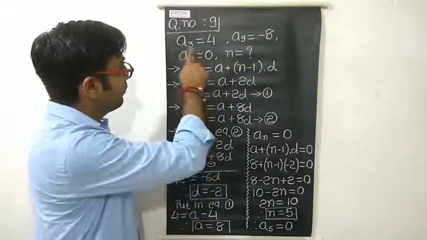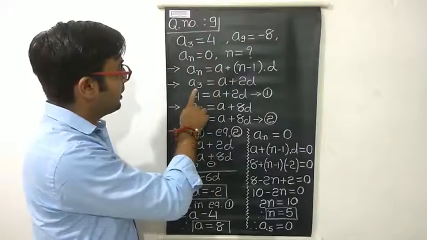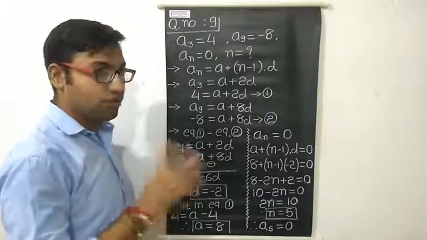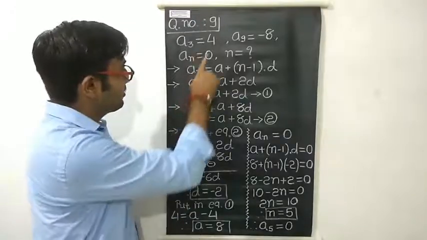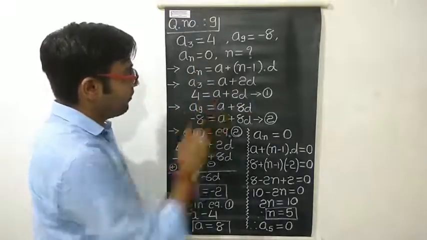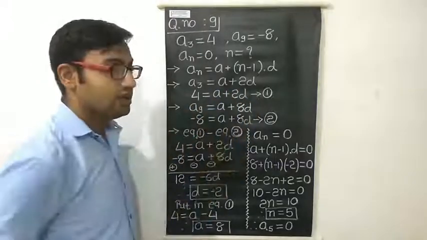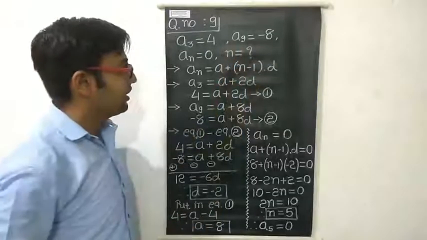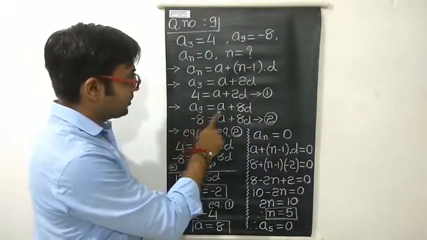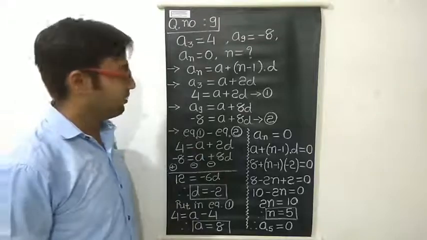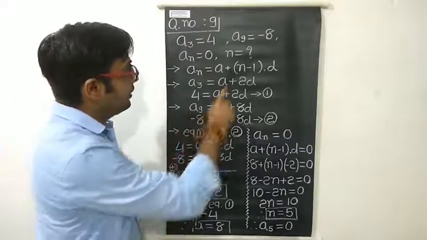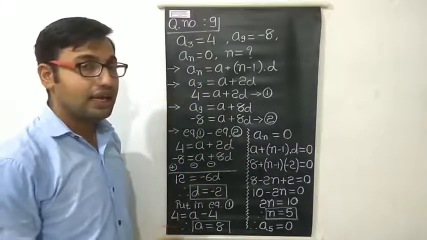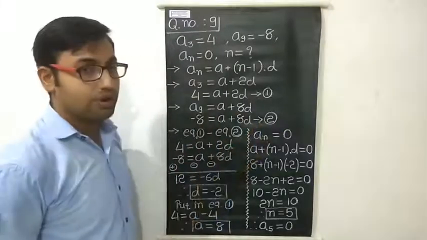According to the nth term formula, we can write a3 is equal to a plus 2d, which you know very well now. Now a3 is equal to 4, so 4 is equal to a plus 2d. Call it equation number 1. Now apply the same formula for the ninth term. We get a9 is equal to a plus 8d, and the value of a9 is minus 8. So minus 8 is equal to a plus 8d. Call it equation number 2.